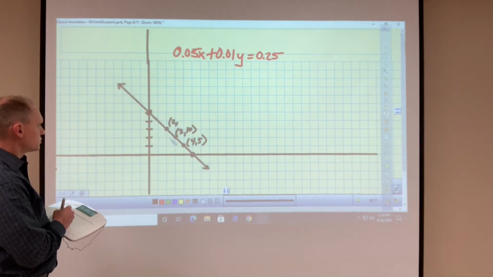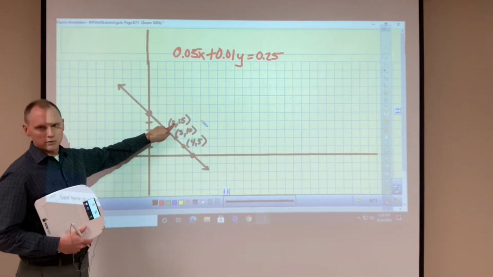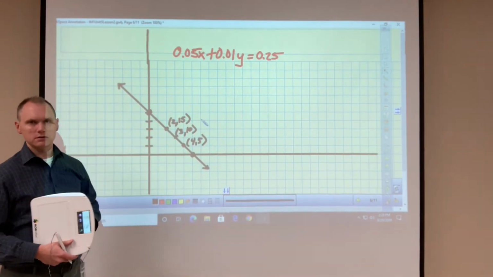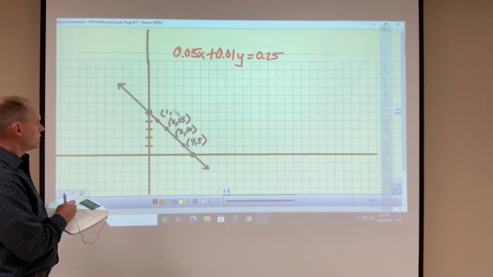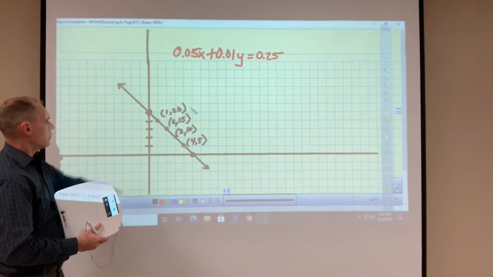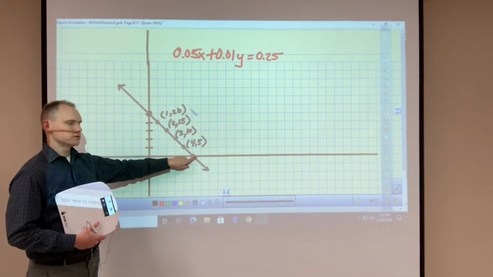We could also have 2 nickels and 15 pennies, and that would still work. Here would be 1 nickel and 20 pennies. And of course, here's 5 nickels, 0 pennies.